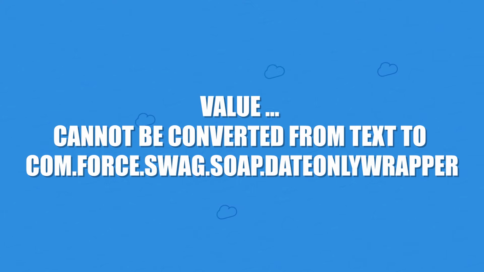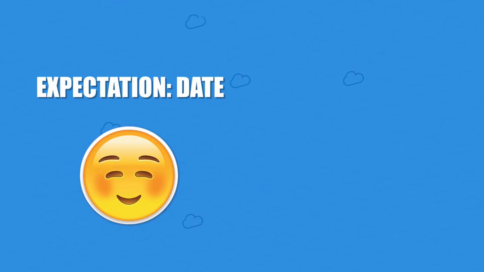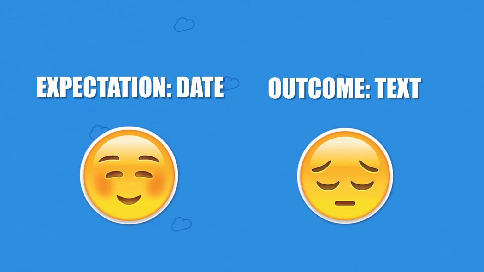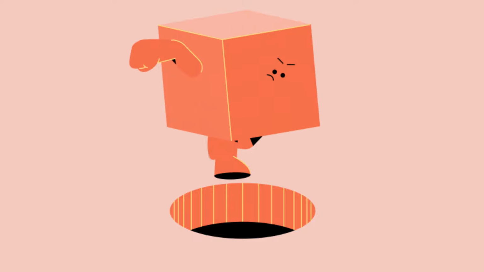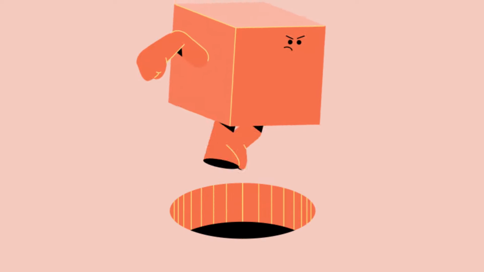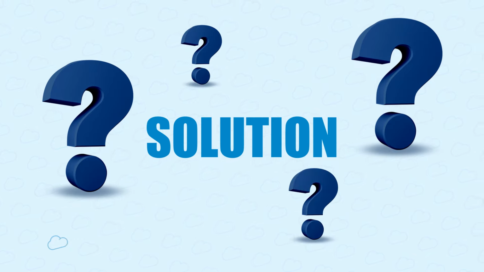Here to talk to you about the value cannot be converted from text to com.force.swag.soap.DateOnlyWrapper error. What this error really means is that something in your Visualforce code is expecting something with the date data type, but instead it's getting text. When your code tries to use that text data, it's like trying to fit a round peg into a square hole. What can you do to fit a round peg into a square hole?